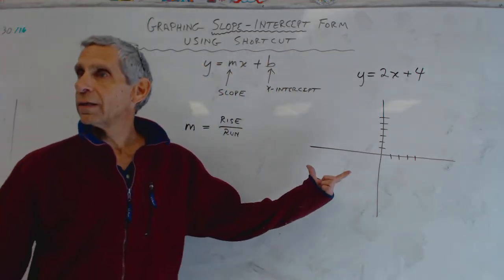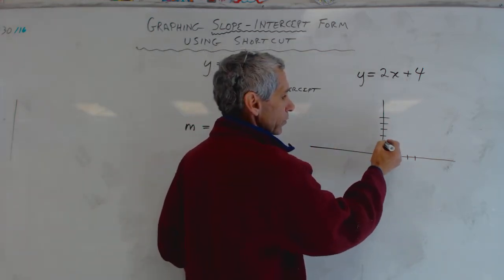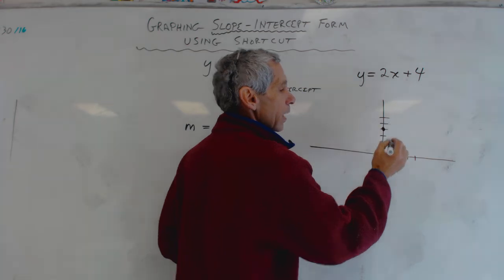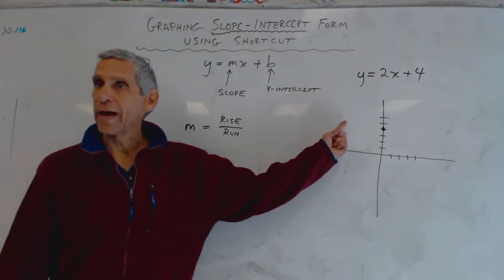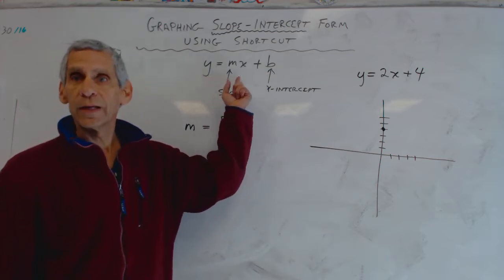I know immediately that my first point is at 4 on the y-axis. So I go up 1, 2, 3, 4, and I put a dot. I know the line will pass through there. Does that make sense? Right? As long as it's y equals mx plus b.